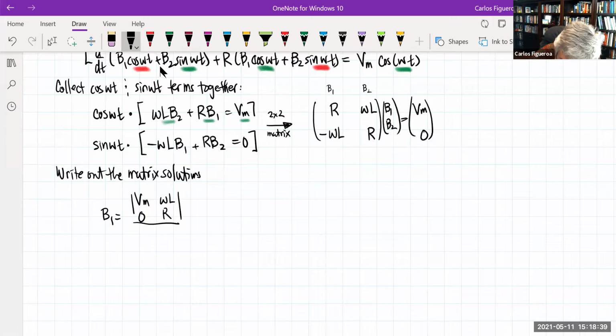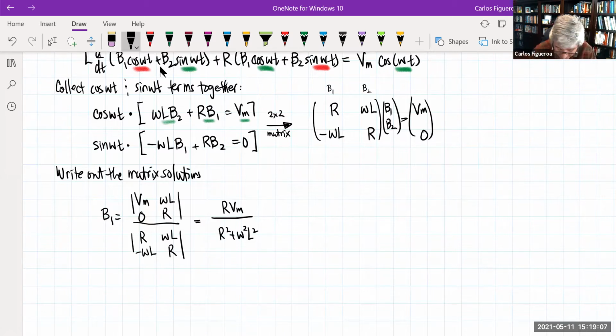And then I got to take the determinant of the cofactors. So then this is going to be R minus omega L R. So the first term, look at the second term is 0. So I'm going to get what? R divided by Vm. And then this guy, I'm going to get R squared plus omega squared L squared.